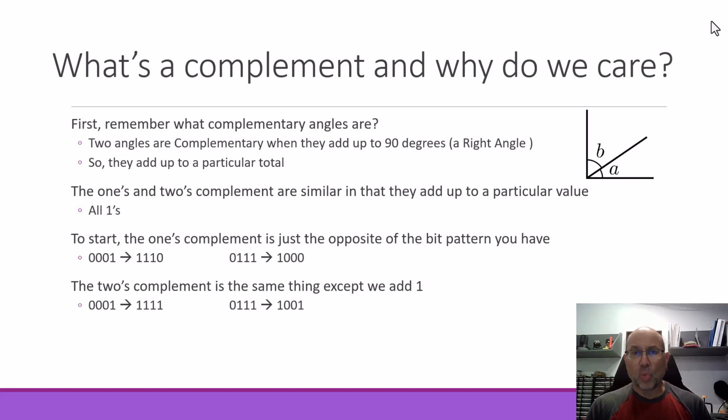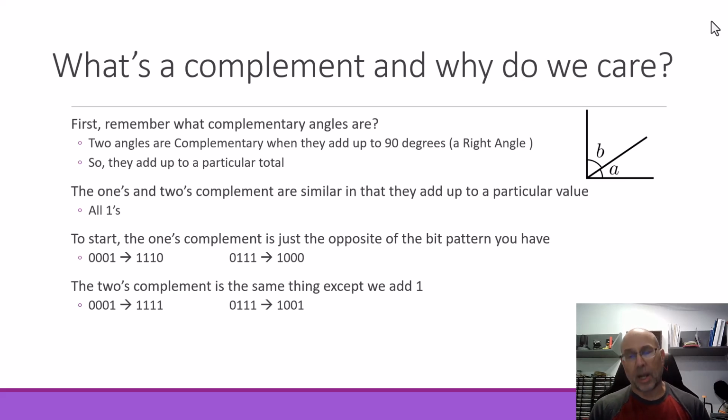So to start, the ones complement is simply the opposite of the bit pattern that you have. So if you invert all of the bits, you get the ones complement. So I've got a couple of examples here, 0, 0, 0, 1. The complement to that is 1, 1, 1, 0. And 0, 1, 1, 1 is 1, 0, 0, 0. Okay, so pretty straightforward. And so it is just the inverse, right? And we're trying to get all ones. If you took those two things and added them together, you would get all ones.